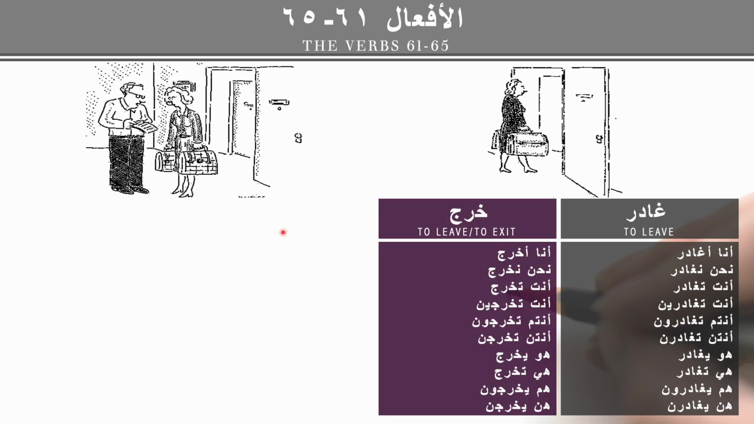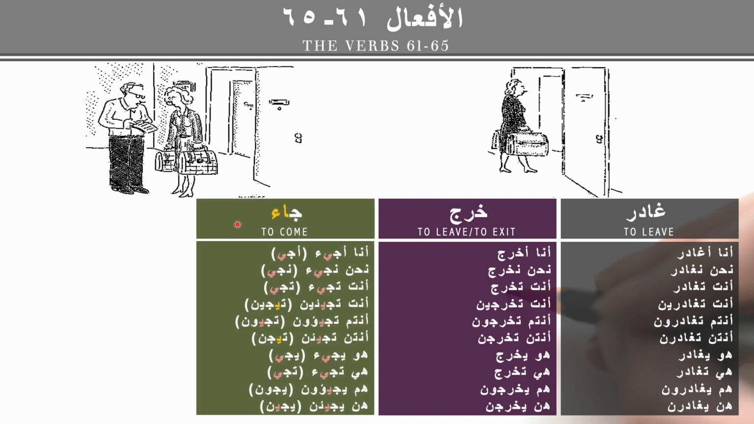The next one is to come. There are also different ways to say to come in Arabic. I'm going to show the highly used ones. So to come, جاء. Pay attention here, for this verb is a 3-letter verb and it ends with alif with hamza. So this is treated in a different way in Arabic as shown here.